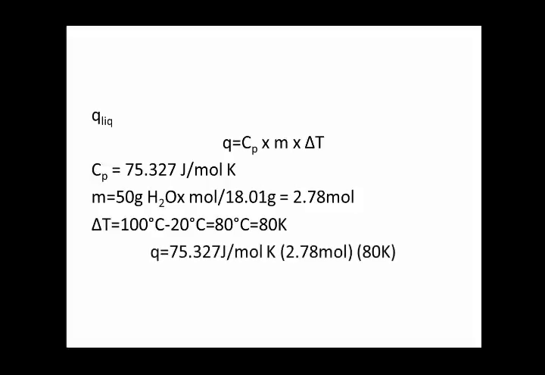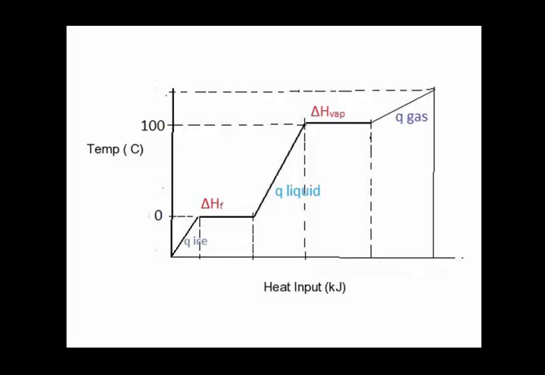Okay, so I can plug this into my formula, and I calculate that the Q of liquid is equal to 16.725 kilojoules. And unlike when I was calculating for the combustion reaction of isopropyl alcohol, I have a positive value here, meaning not exothermic, but rather endothermic, so absorbing energy, which is what we wanted to see. Okay, so that brings us back to our graph. We took care of the Q liquid, so bringing the temperature up to 100 degrees Celsius.